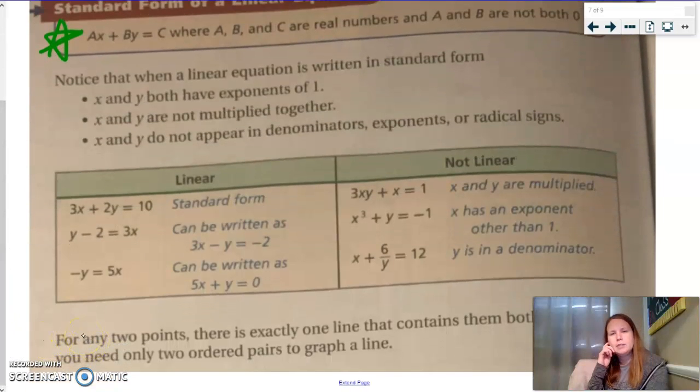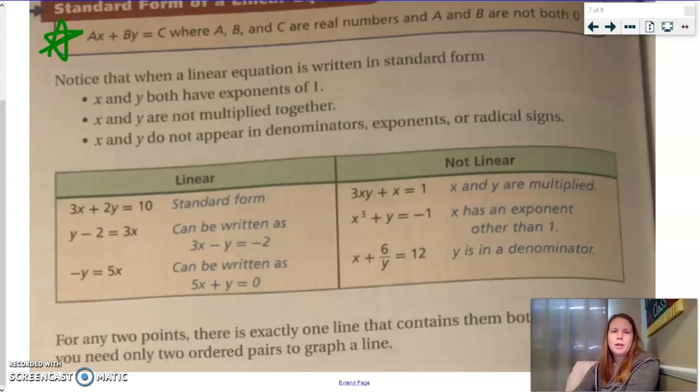For any 2 points, there's exactly one line that contains them both. This means that you need only 2 ordered pairs to graph a line. So I talked a lot about that before when we're creating tables. You only really need 2 ordered pairs. I say 3 to 4 for your best explanation on how that graph goes, though.